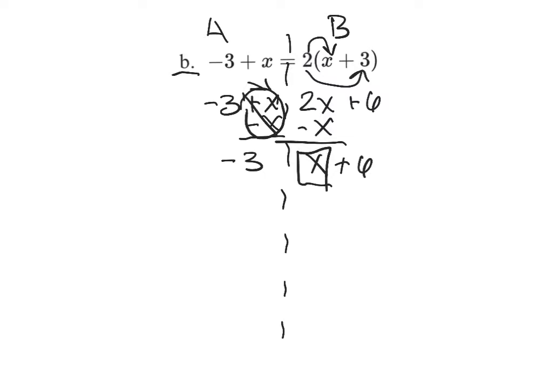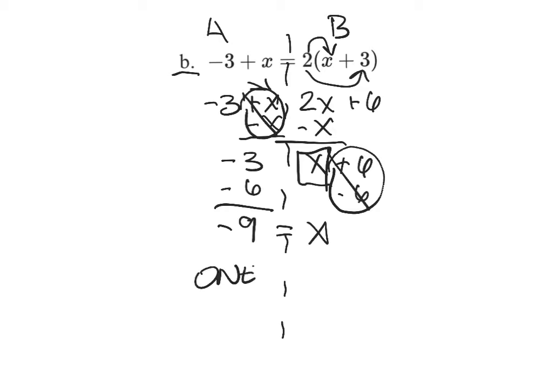Now we want this x to be alone, so we got to take away 6 from both sides. This becomes 0, this becomes -9, and now x equals -9. And if you look at your notes, if x is equal to a number, there is one solution, and that is -9.